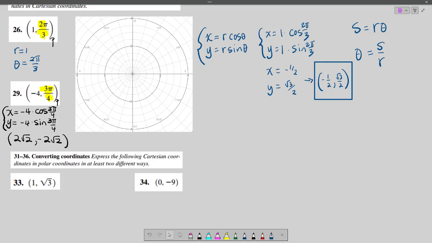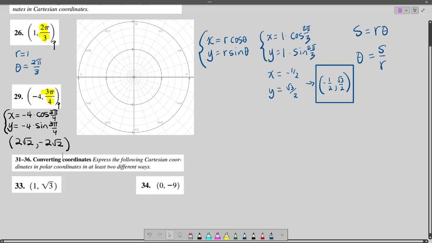So if we look at the graph here, 3 pi over 4 is right in the middle, and what was our r? 4. So let's see. So this is 3 pi over 4.